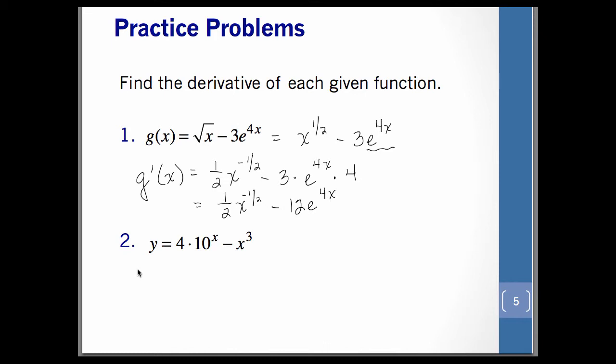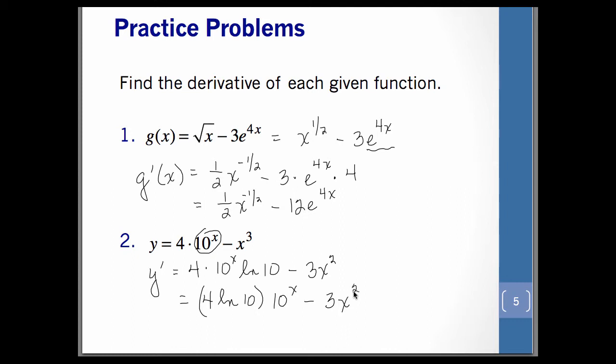So the next one involves the other rule. To start, the 4 will stay put. When we go to do the derivative of this, it's going to be 10 to the x. Derivative of x is, of course, just 1, so no need to write that down, times natural log of 10 minus, and of course this is just a power rule situation. So you could leave it like that. Sometimes you'll see the 4 and the natural log of 10 brought together as a coefficient of that 10 to the x. Otherwise, that would really be all you could do.